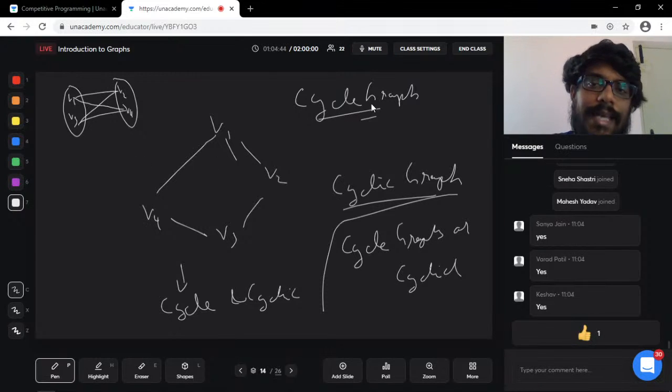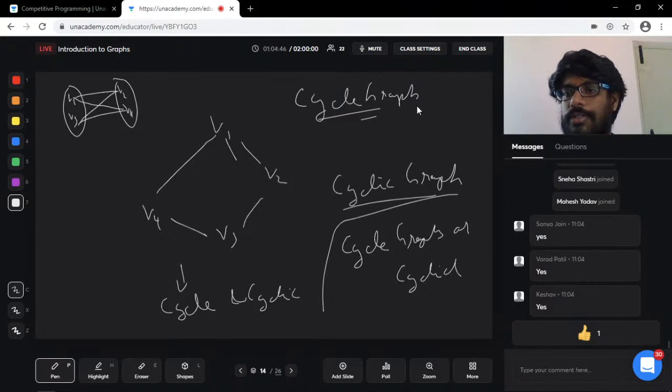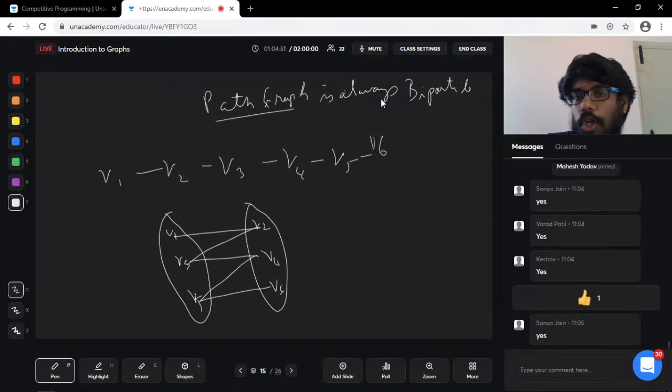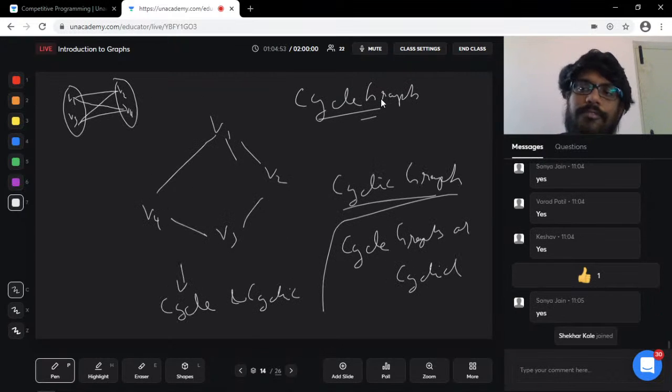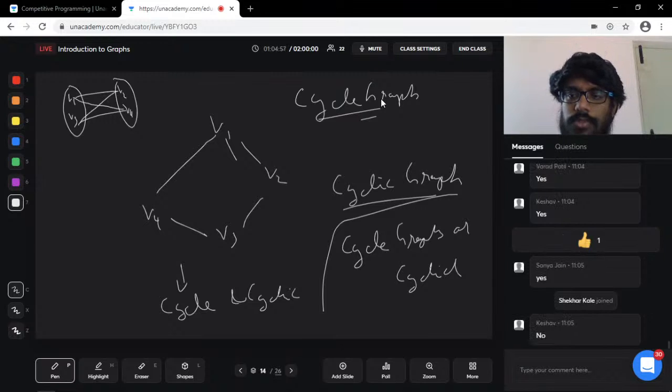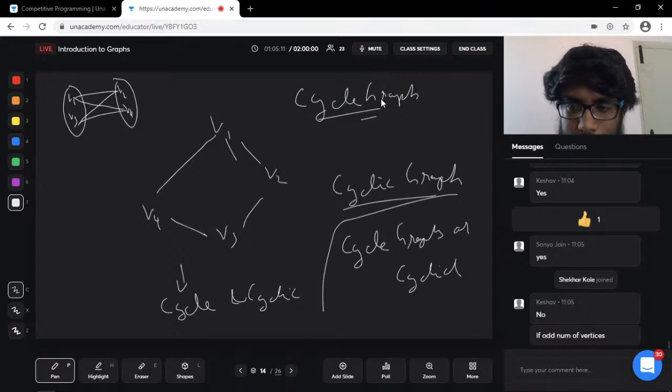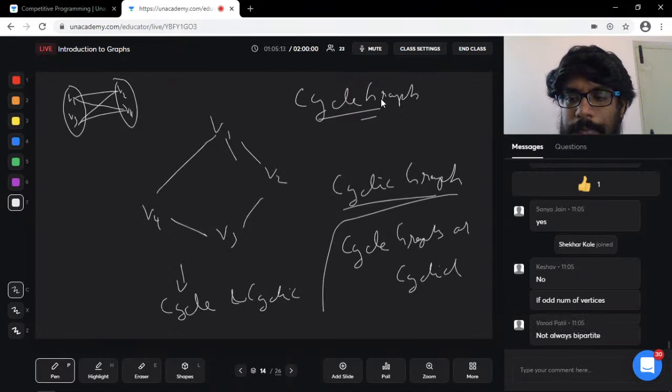So can I say that a cycle graph is always a bipartite graph? A path graph is always a bipartite graph. So is a cycle graph always a bipartite graph? Okay, Keshav says no. Why do you think so, Keshav? What about the rest? We just saw that this is a bipartite graph. Okay. Why do you think so, Bharat?